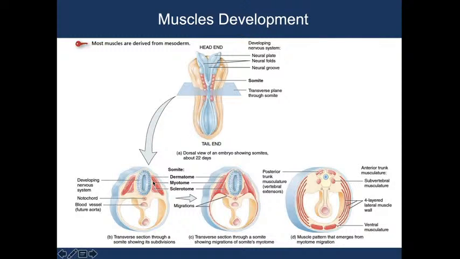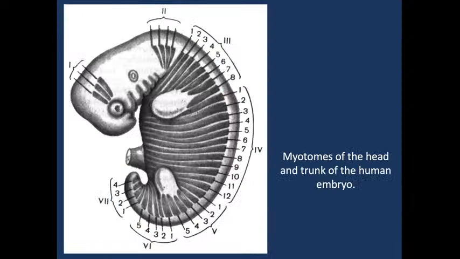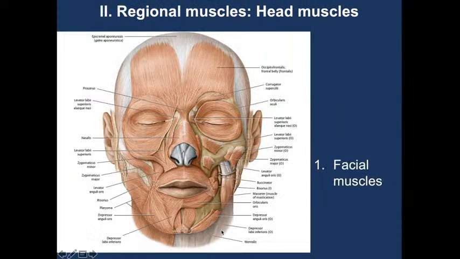Myotome is the origin of muscles. It goes up and down, forward and back, and you see it is the source of all muscles in our body. So when somebody asks you about muscle development, just answer it comes from myotomes, different myotomes. And here you can see different myotomes of the head and trunk of the human embryo.